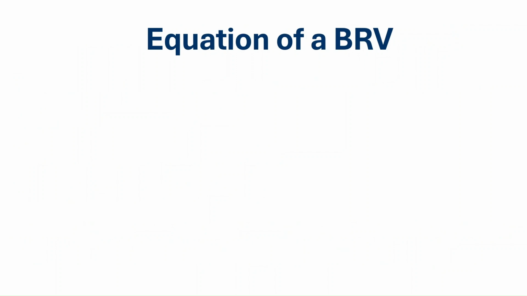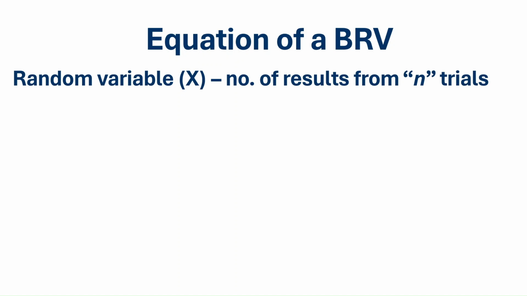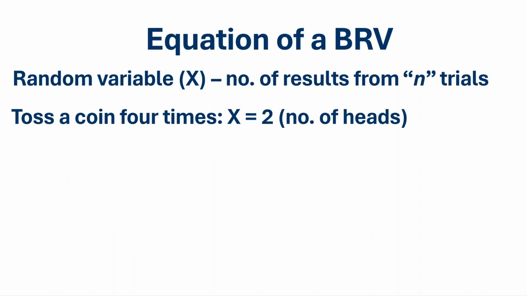So we can have a number of experiments or trials. In this case, the random variable x represents the number of times a particular result happens for n number of trials. For example, if we toss a coin, then x could be the number of heads that happens if we toss the coin a certain number of times. Let's just say we toss a coin 4 times, and the random variable x represents getting 2 heads.